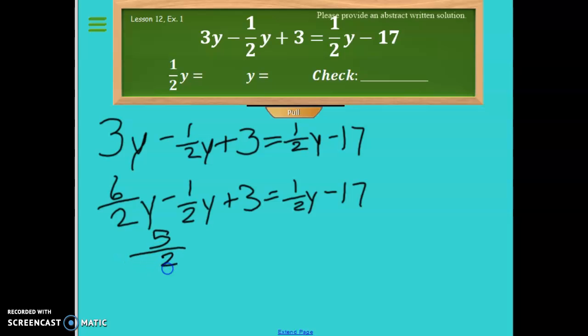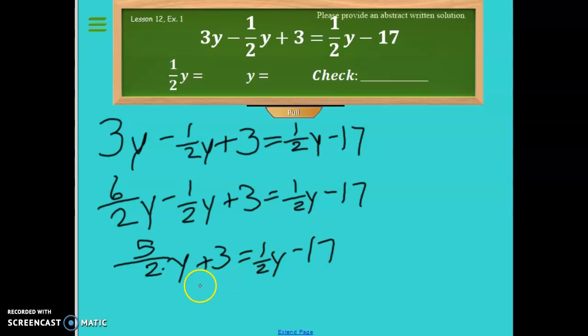You'll notice this is the same equation from lesson 11. This is just a paper and pencil way to solve it. Equals 1/2 of y minus 17. We're going to keep on simplifying, okay? So I want to isolate the variables to one side, numbers to the other side. It looks like I'm going to use the subtraction property of equality to do that.